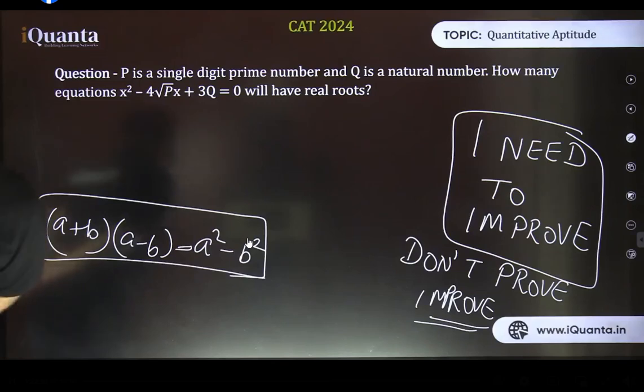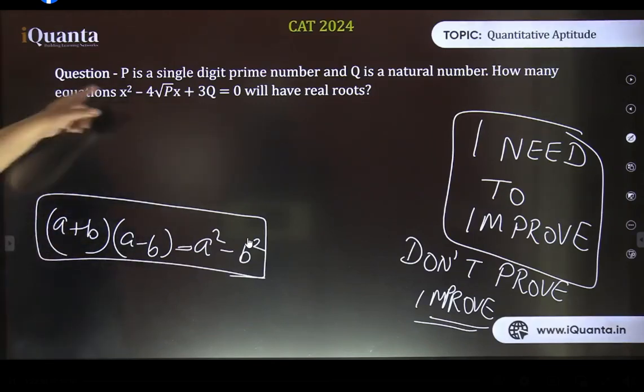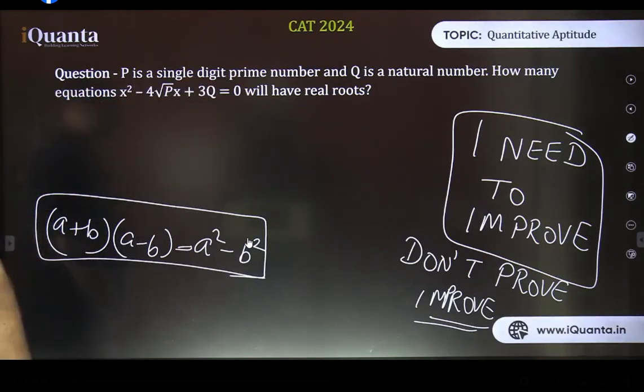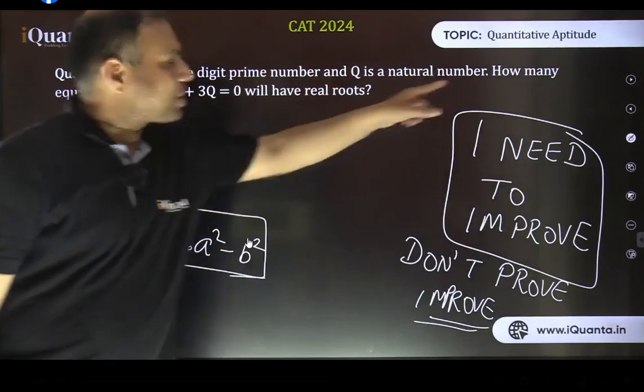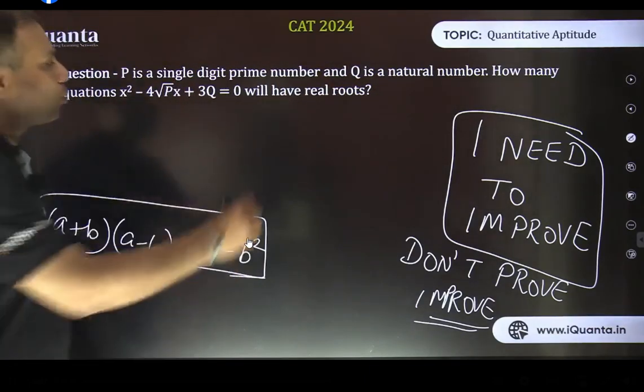हाँ, exactly, what is the question asking? Okay, let me read it. It says P is a single digit prime number. Okay, it's a single digit prime number, ठीक है. And Q is a natural number. Fine. Now the question is how many equations will have real roots?